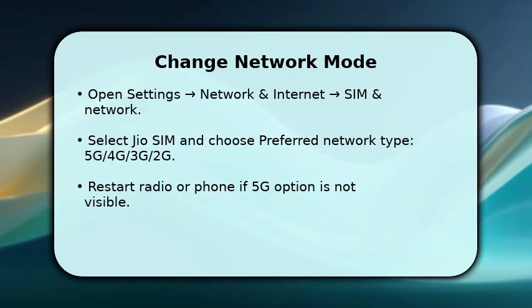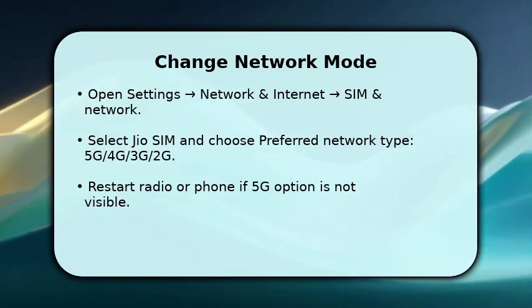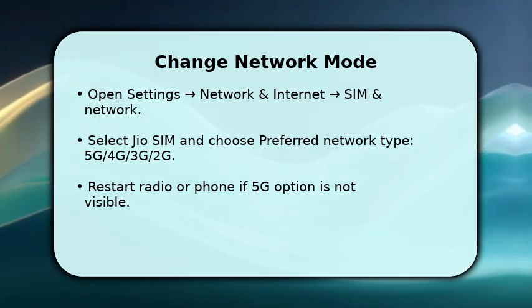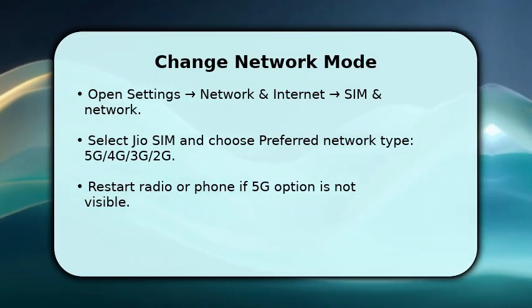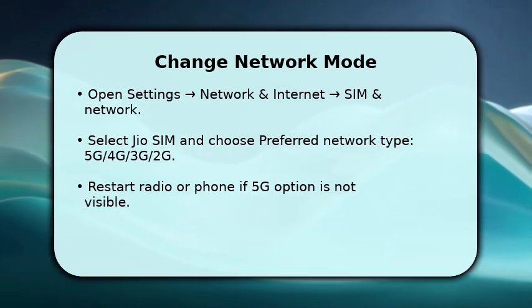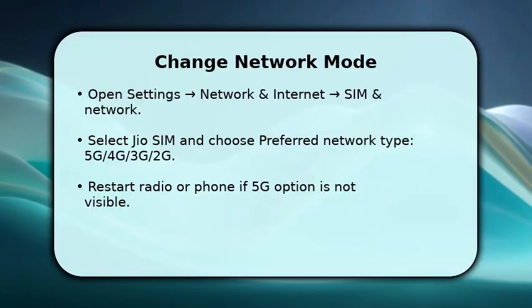You now change the network preference directly. Go to Settings, then Network and Internet, and select SIM and Network for the Geo SIM. Tap Preferred Network Type and choose the 5G/4G/3G/2G option that prioritizes 5G.